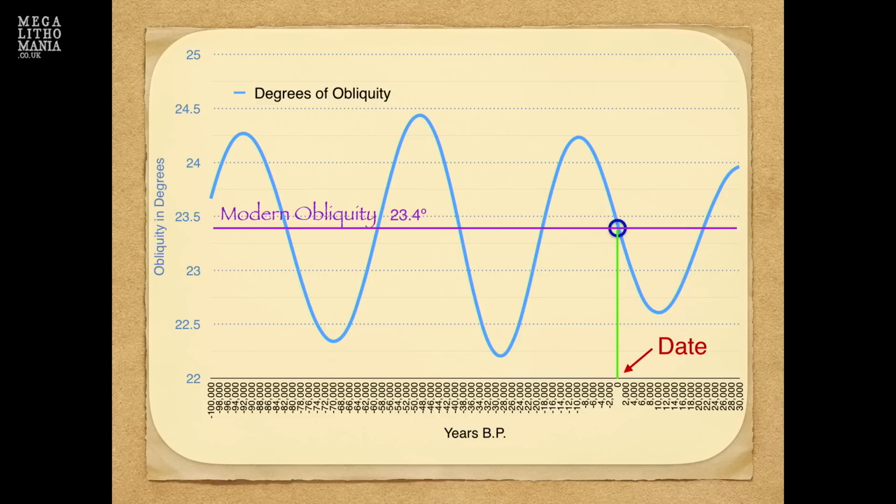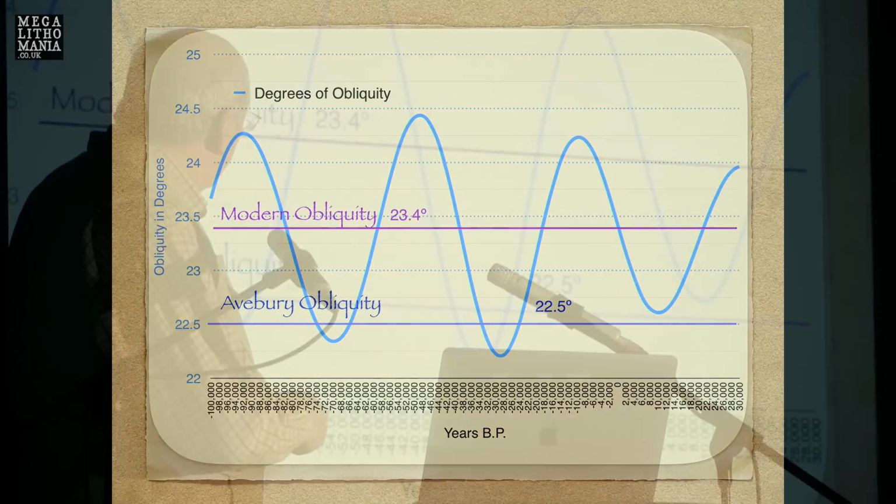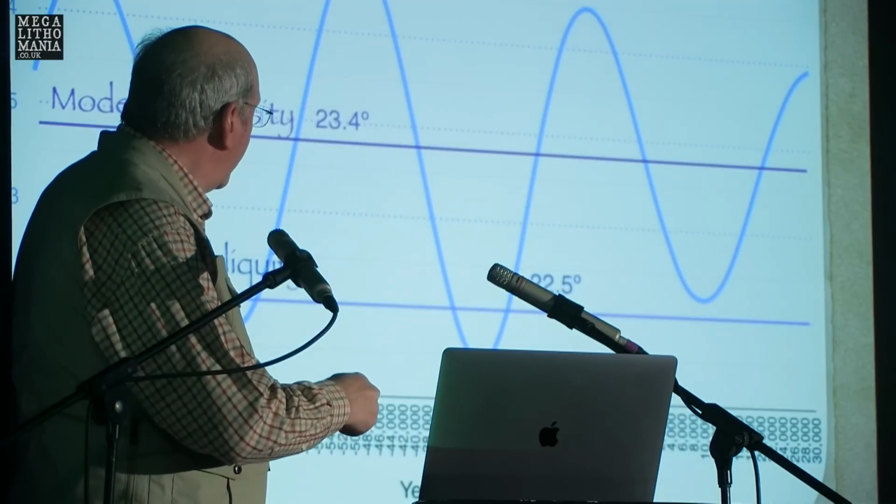What do we find at Avebury? Well, we find 22.5 degrees. So here's the Avebury angle of obliquity, 22.5 degrees. And you see it cuts much lower. It's a degree less than modern obliquity. But that might give us a date. How do we find the date? Well, we go along the blue line until we hit the dark blue line.